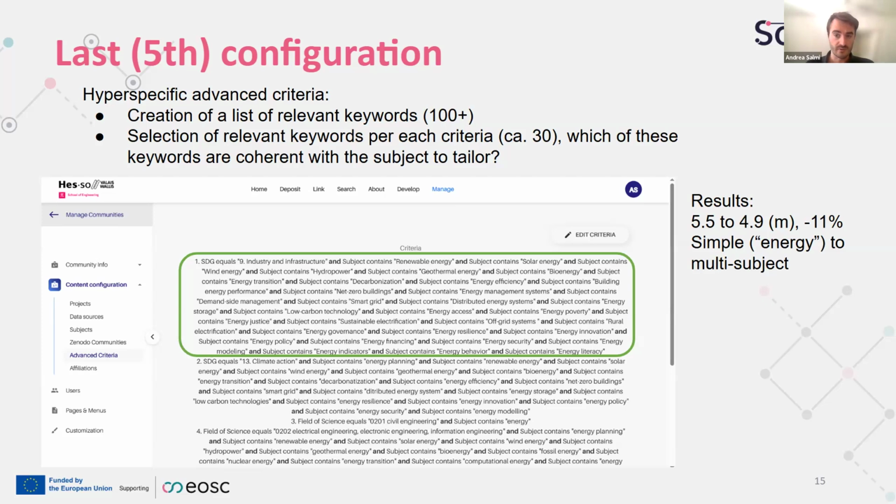So with this, we reduced from 5.5 million to 4.9. And for example, we switched from the simple subject of using the word energy in shaping this subject to this list of 30 keywords. And this was done for 7 criteria. I think we're going to do it for more criteria. And maybe we're going to even increase the number of keywords, trying to add more specific keywords and be less broad in terms of defining the subject of energy.